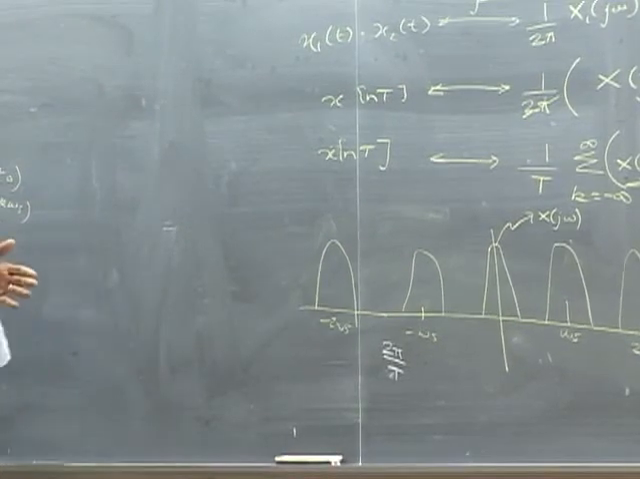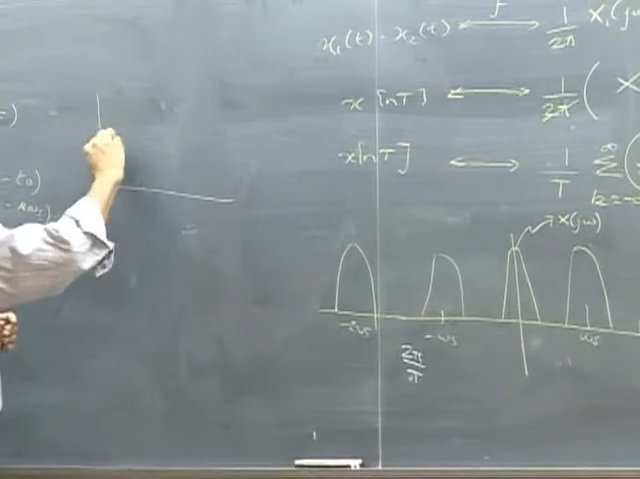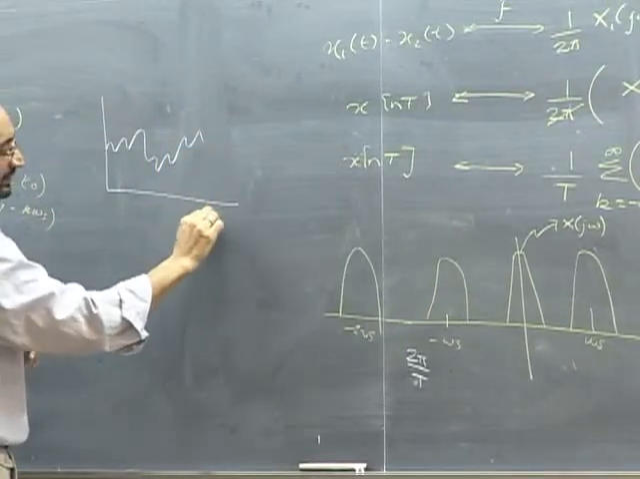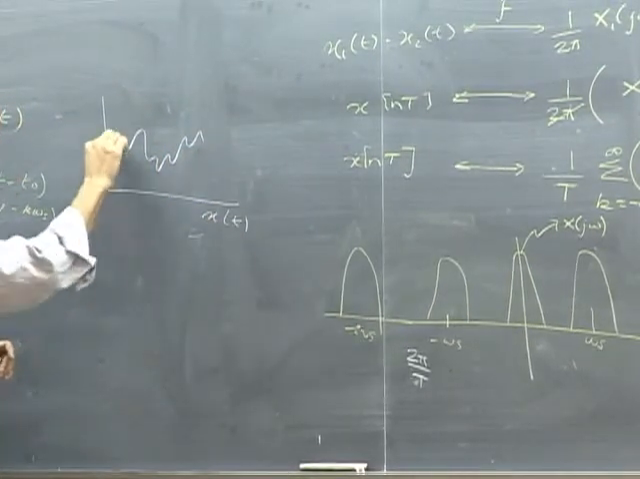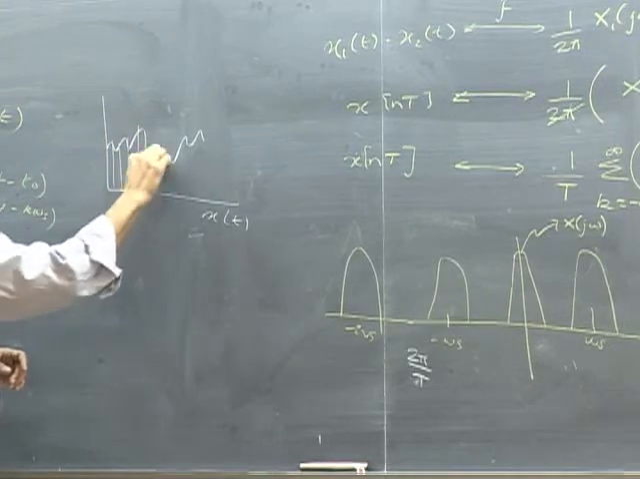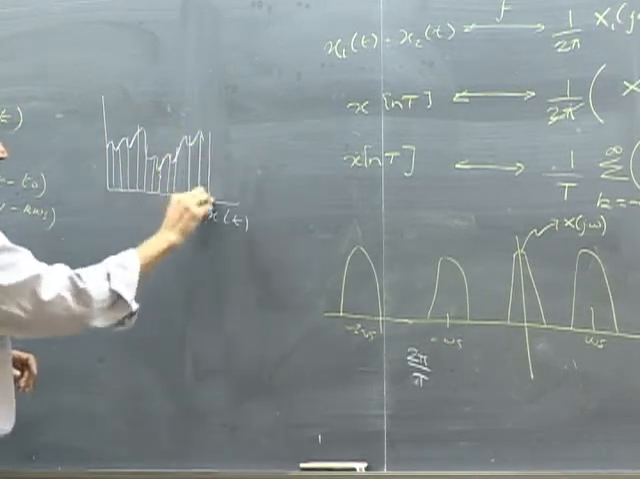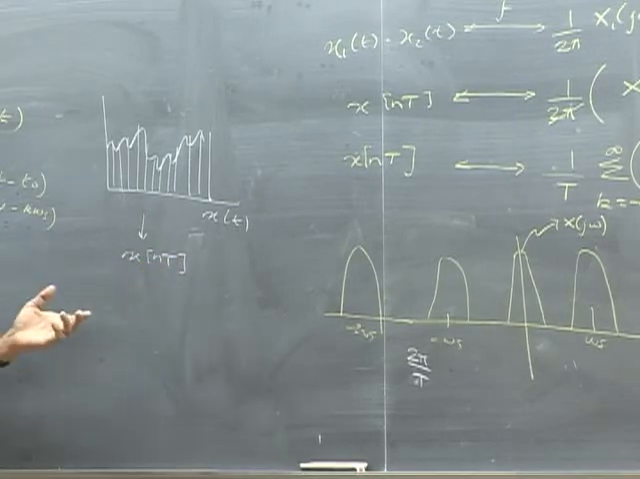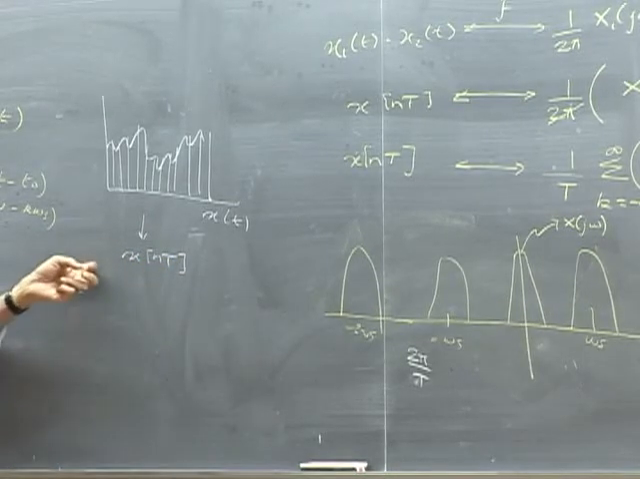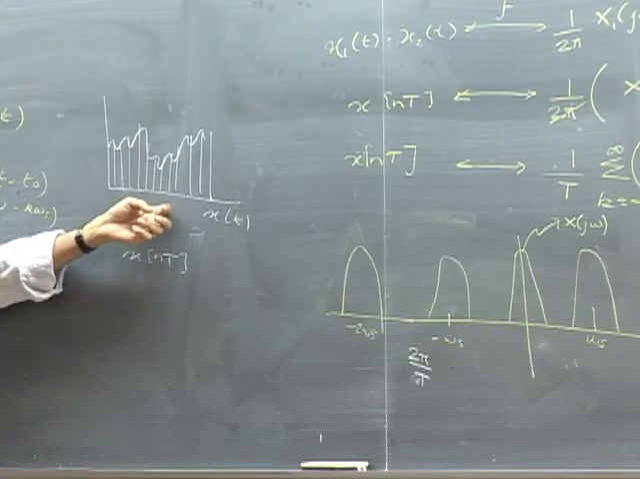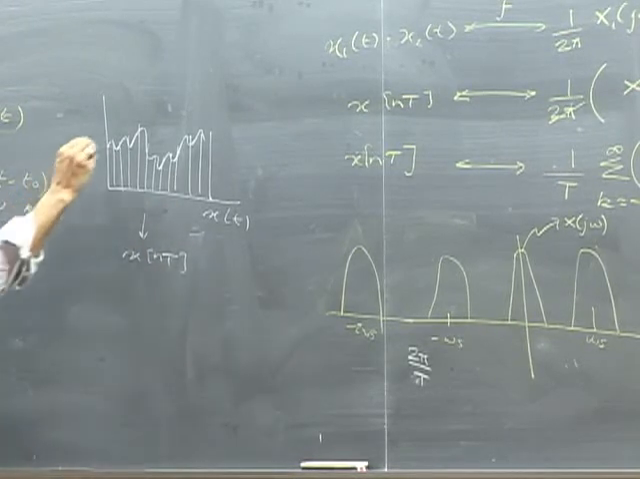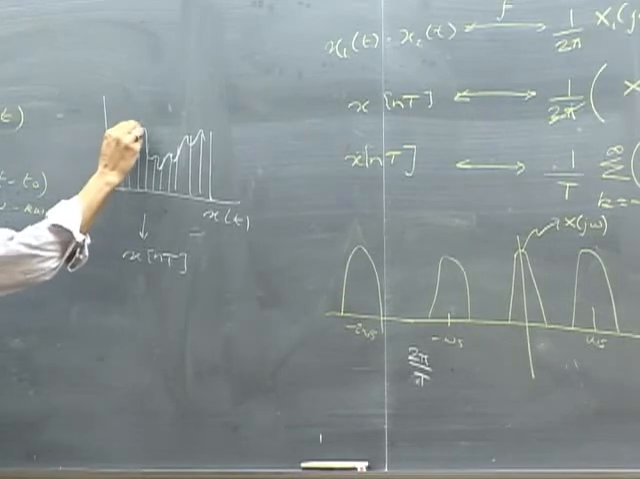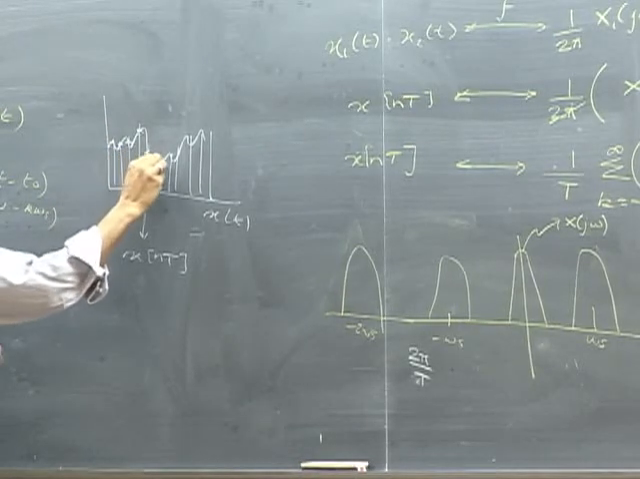So I take some function, let's start with x of t. I take some function x of t, and I'm going to sample it. I'm going to get the sample values like so, I'm going to get x of nT. Here, instead of starting with x of nT, let's say I start with x of t and I create x of nT from it, which is this stuff over here. Think of these as voice samples, for example.